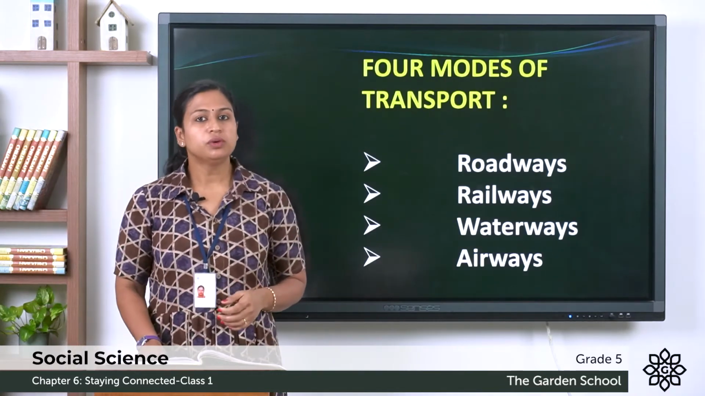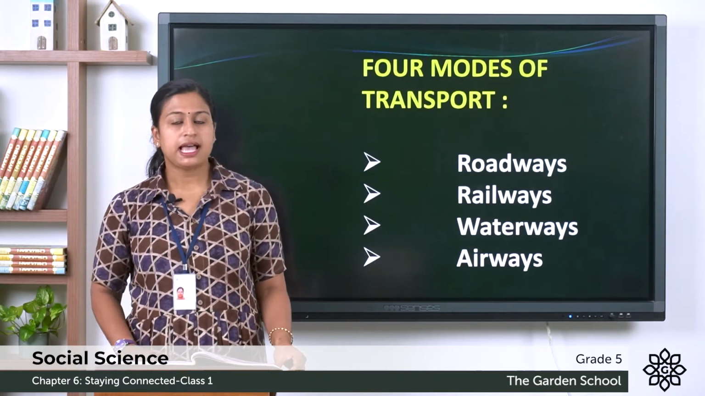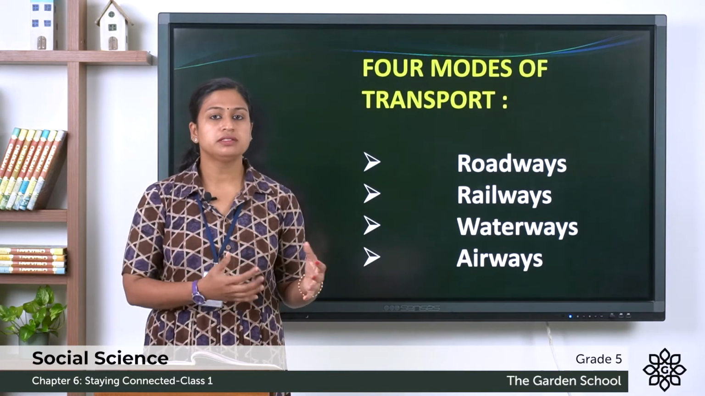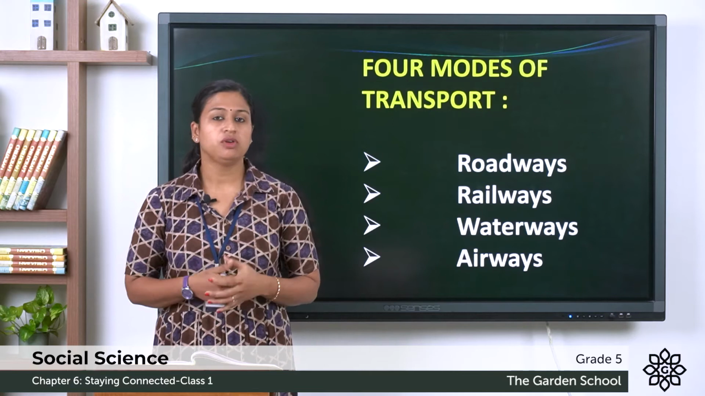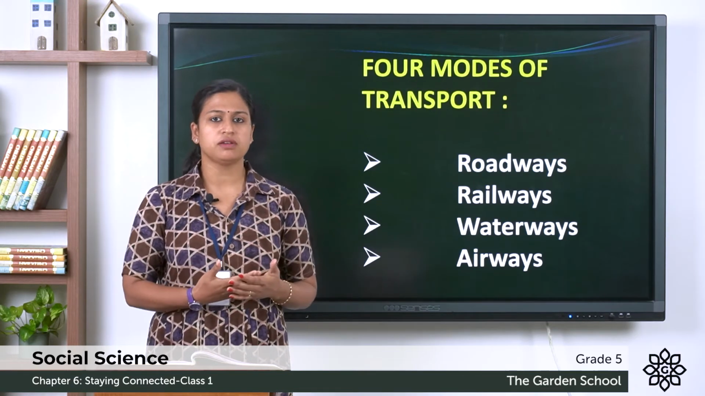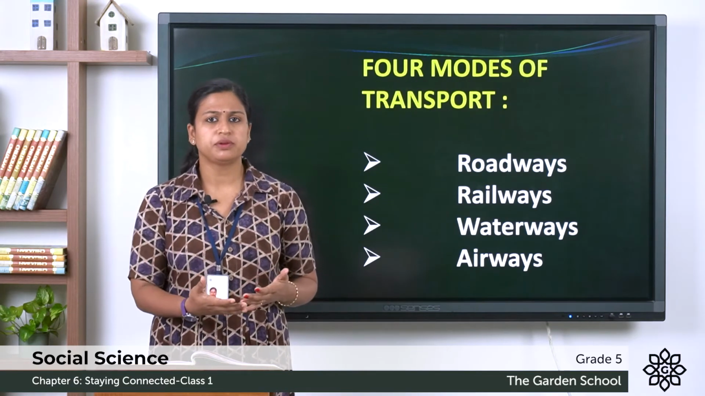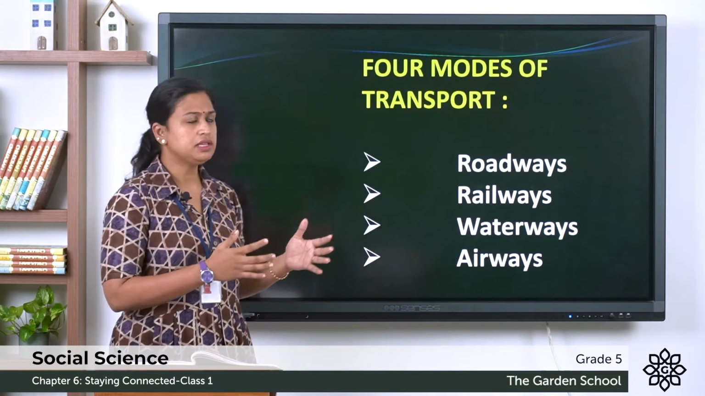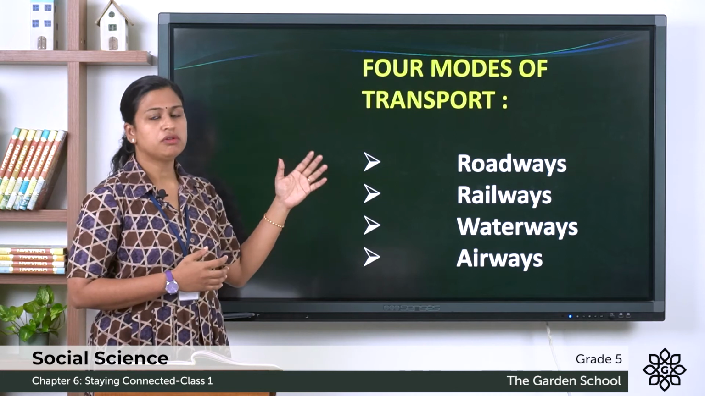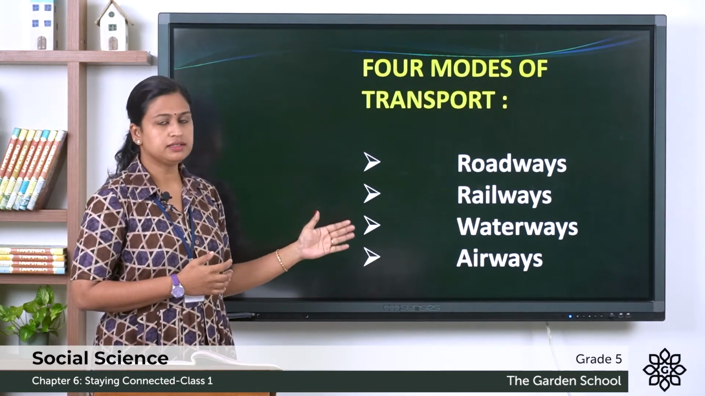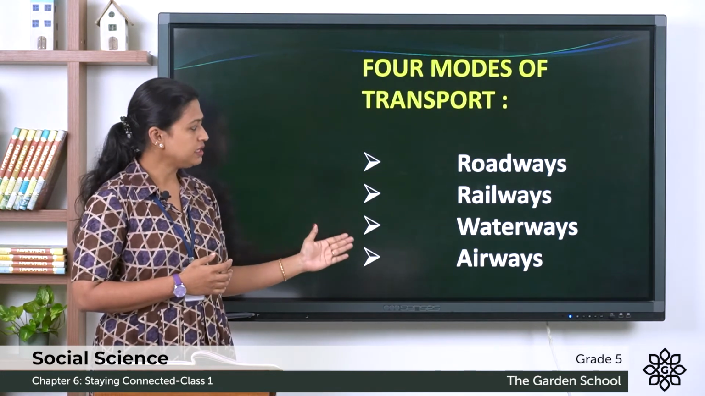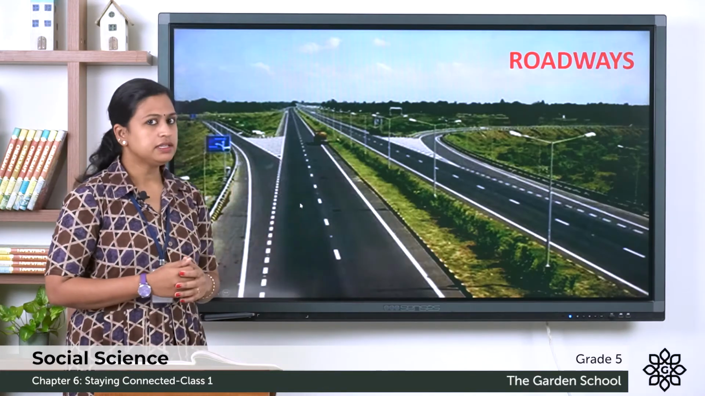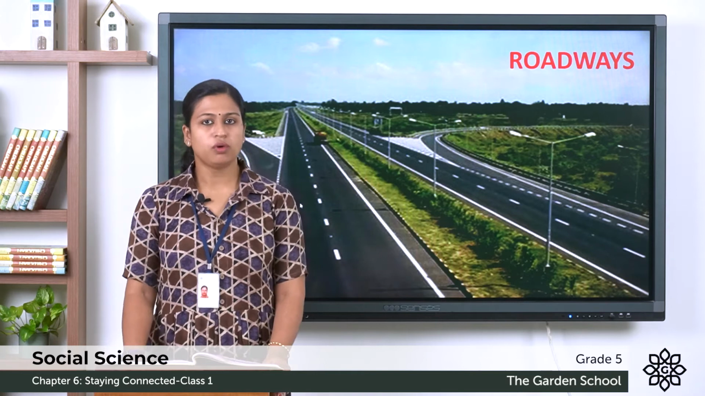Now, we know that transportation has become much easier and faster due to the advance in technology, and humans have found different ways of traveling and transporting goods from one place to another. So, depending on this, we have four modes of transport, that is roadways, railways, waterways and airways. First, we will discuss the roadways.